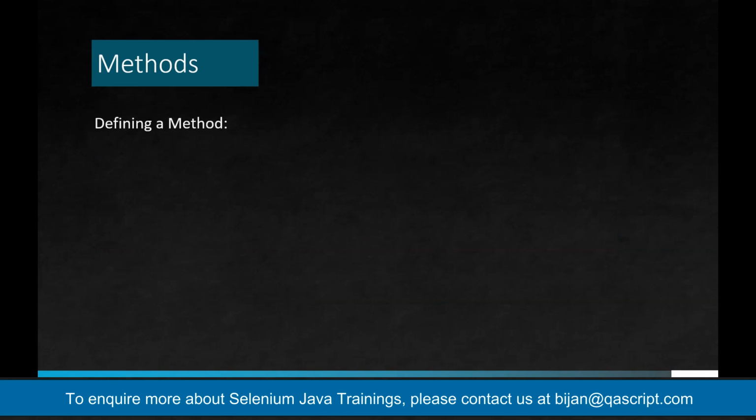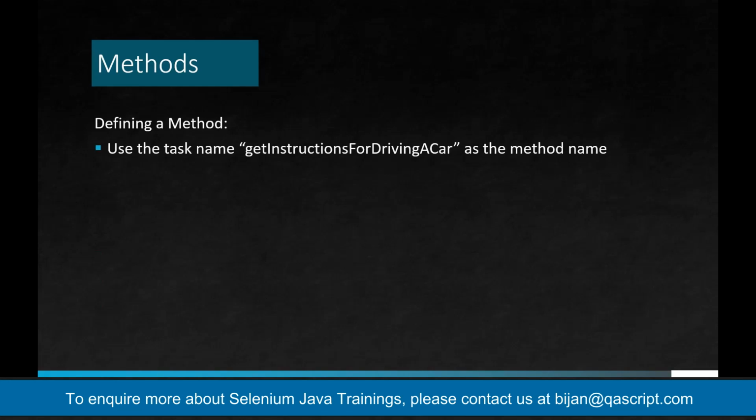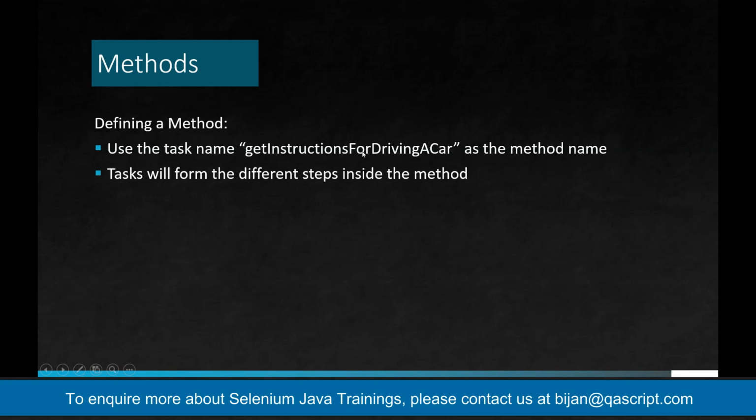So how do you define a method in Java? We were taking the example, get instructions for driving a car. This particular name could be your method name. That could be anything. It is not system defined, it is user defined. So the user is going to define this particular name of your method, which is you. Now the tasks, as I said, will perform the different steps inside this method. Whatever steps you are trying to perform for a specific scenario, you have to write inside this particular method.